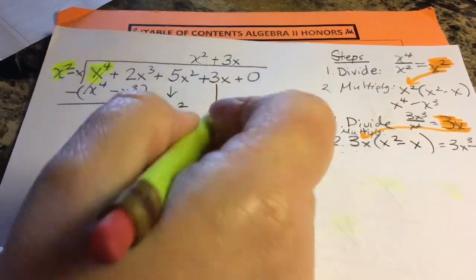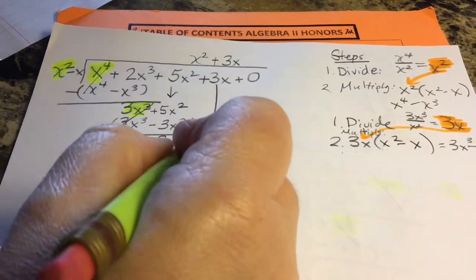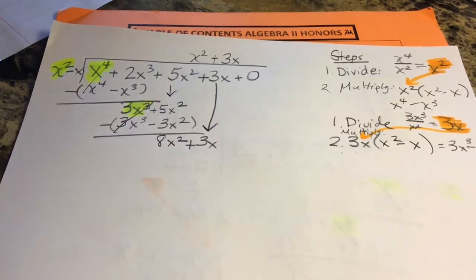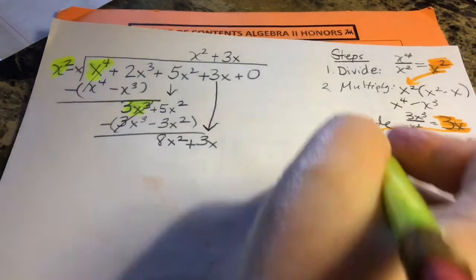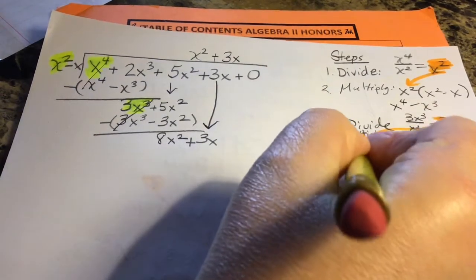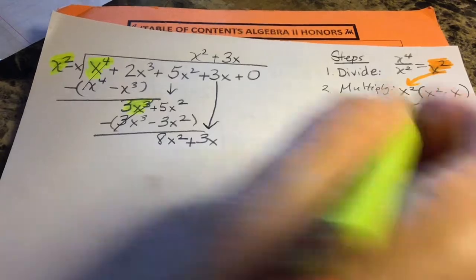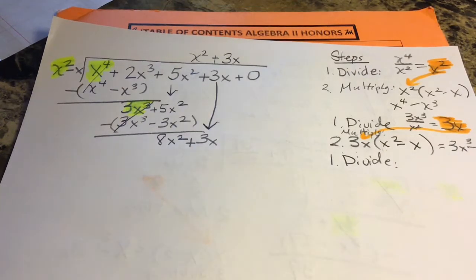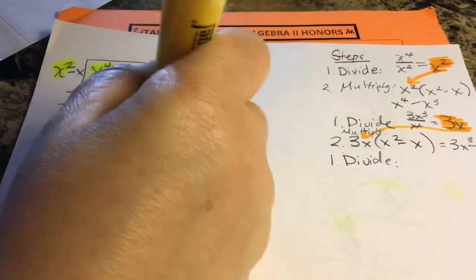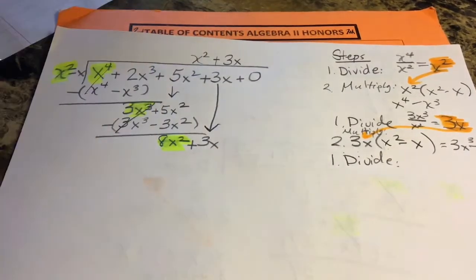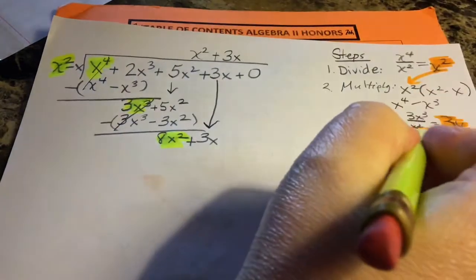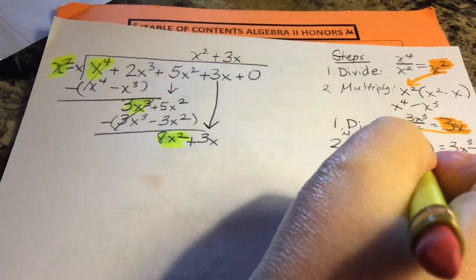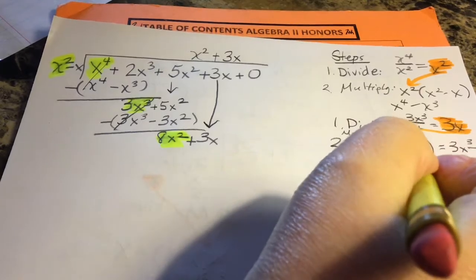Bring down your next term. I may not need that plus 0. We'll see. Might need it for my quotient I get here in just a moment. And then divide. Start those steps over again. When I divide, I'm going to divide 8x squared by x squared.